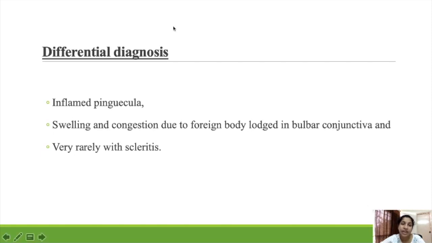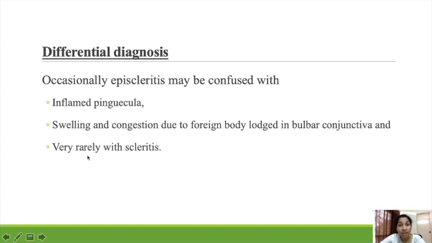So this is the differential diagnosis. The differential diagnosis of episcleritis includes inflamed pinguecula. We learned pinguecula in the last class. An inflamed pinguecula can be confused with the nodular type of episcleritis. Swelling and congestion due to a foreign body lodged in the bulbar conjunctiva can also be confused with episcleritis, and very rarely with scleritis.